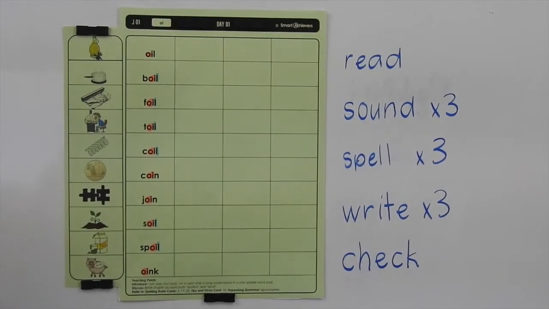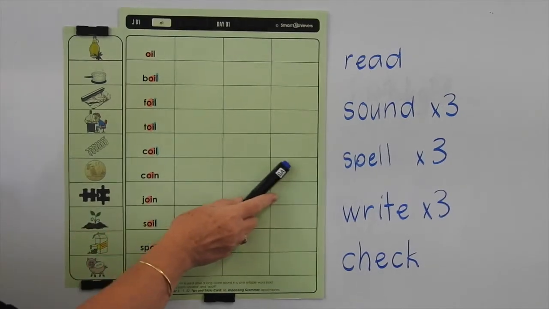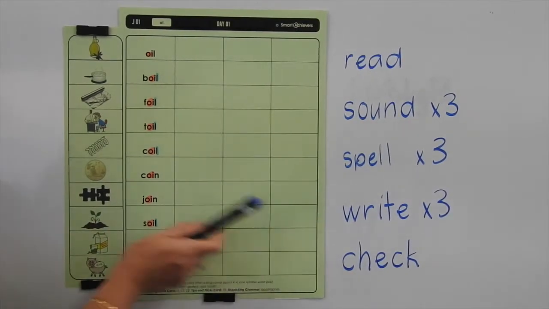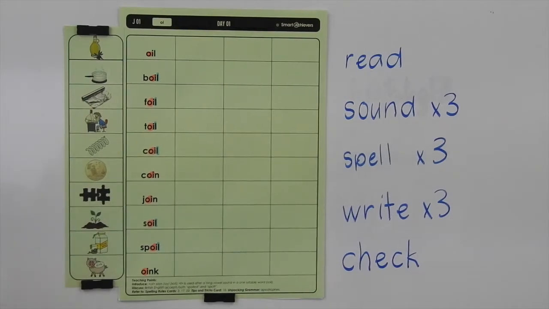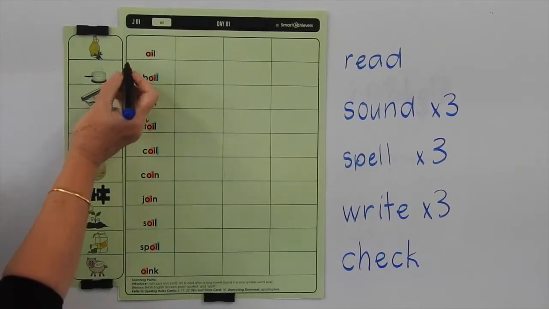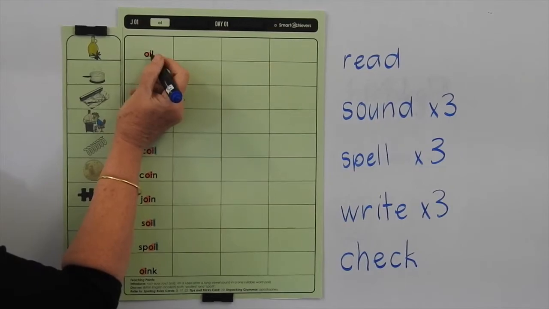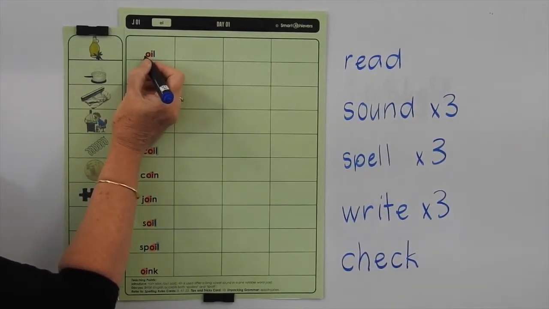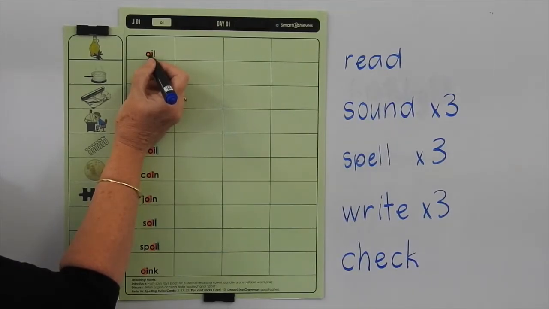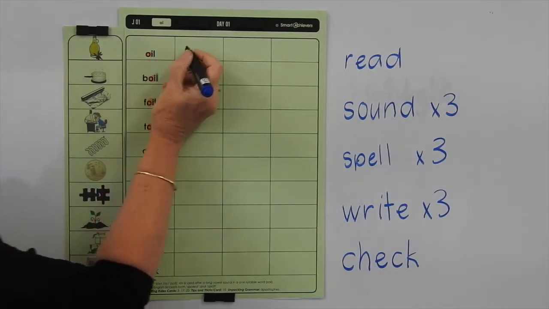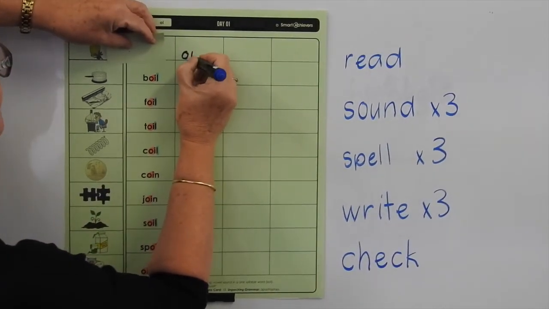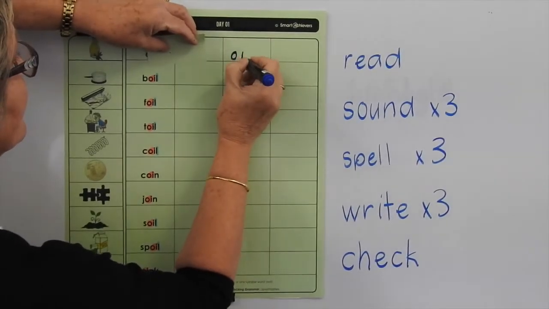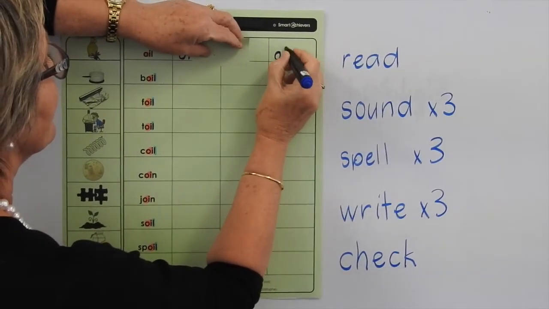Okay, so let's look at reading these words, sounding them, spelling them 3 times, writing them 3 times, and then checking them at the end to make sure that they're right. So we go oil, O-I-L. So we're going to do it 3 times. Oil, O-I-L. Write it 3 times, make sure you've covered it. And then go back and check.